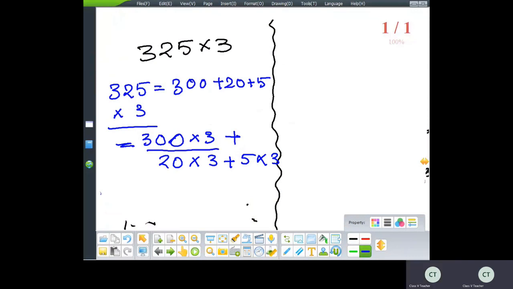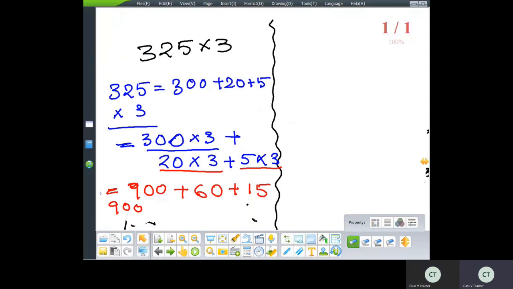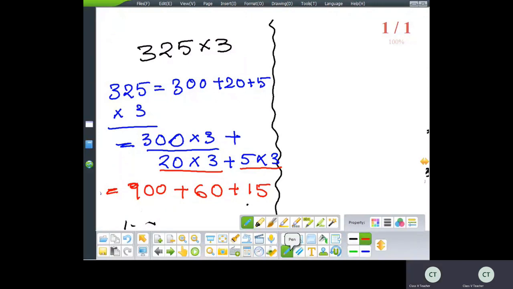So 300 into 3. How much? 300 into 3, 3 3s are 900, plus 20 into 3, 3 2s are 60, plus 5 3s are 15. So I got it. So now let us do the addition part: 900 plus 60 plus 15. Let me do it in a proper way.